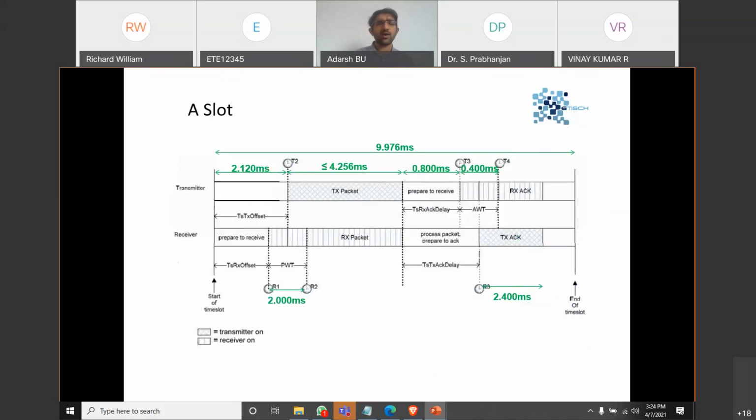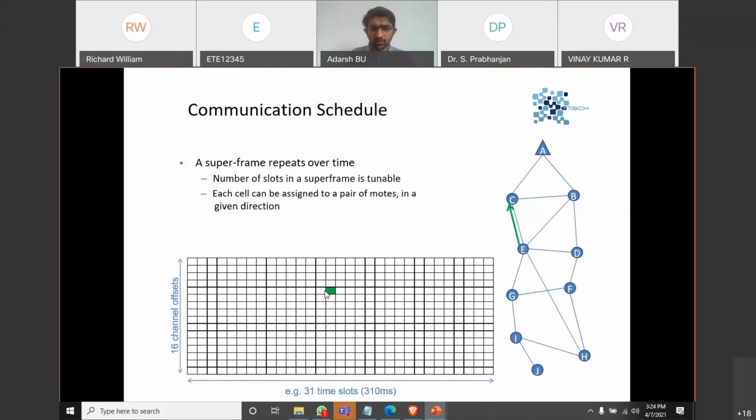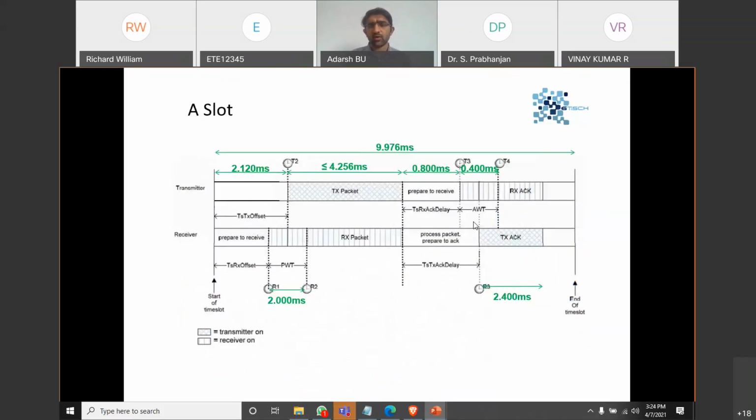This is the complete single slot. Each slot is considered a single slot. What happens in a single slot? The total slot duration is 9.976 milliseconds. It is not in seconds; it has to happen very fast. In the single slot, 2.120 milliseconds is for preparing to receive the data. The device needs some time to turn on the radio and prepare. The transmitter is getting ready to transmit the packet, while the receiver is preparing to receive the information.